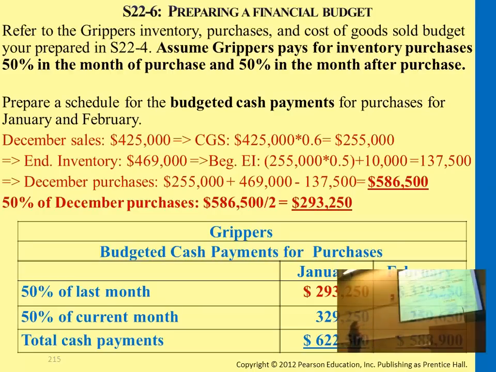So ending inventory, we already got it from previous tables, is $469,000. Remember, it's using January's cost of goods sold, half of that, plus $10,000. So then we calculate beginning inventory. Remember, beginning inventory for December would be basically November's ending inventory. Okay, November's ending inventory, it's also given to you. You need to use December's cost of goods sold, again, times 50% plus $10,000.